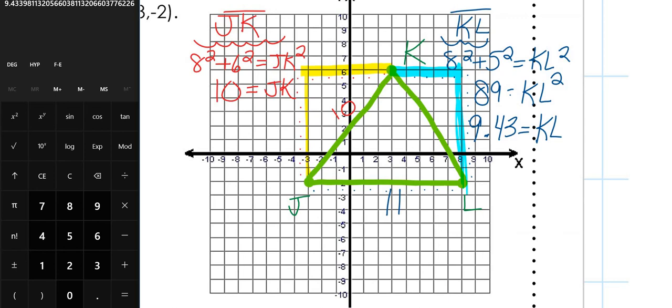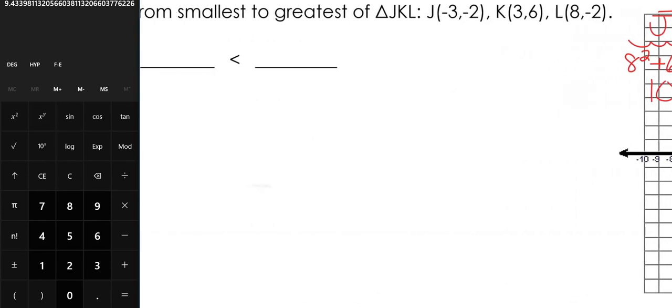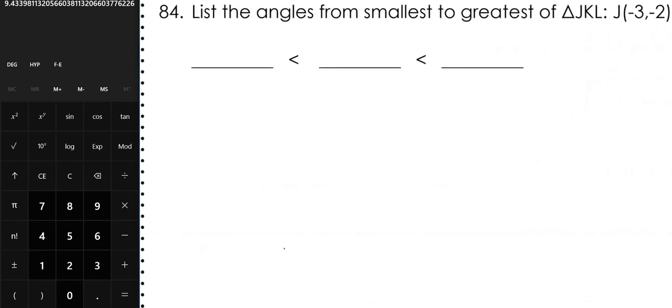Now, to figure out your smallest angle, you have to find your shortest side. My shortest side is KL, which means the angle across from it, angle J, is going to be my smallest angle. So I'm going to go ahead and write in that angle J is my smallest angle. So the measure of angle J is the smallest.